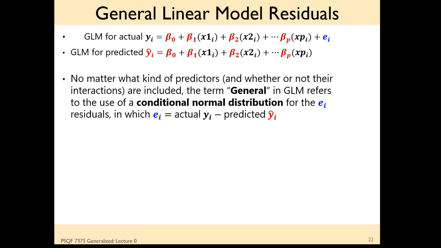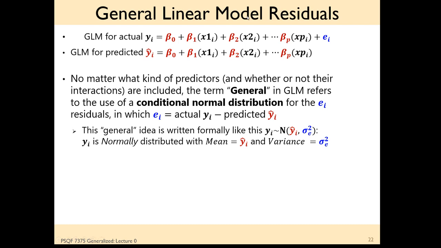What Y looks like may not have anything to do with what E looks like by the time you're done with it. So detecting leverage points and outliers and whether or not normality has been obeyed only happens to the E's, and you don't know what the E's are until you're done modeling. So that's one thing.